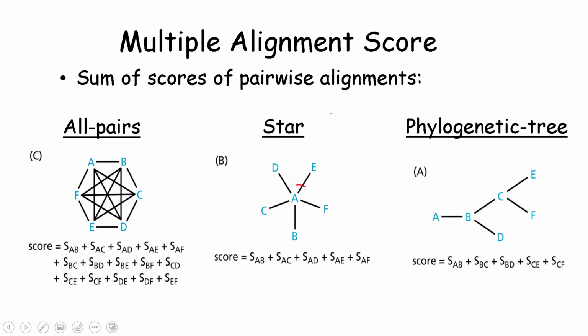In the star method, a central sequence is selected and the total score is calculated as the sum of the pairwise scores with that central sequence. In the phylogenetic tree method, a tree that represents the evolutionary history of the sequences is used. This approach better represents the evolutionary events that gave rise to the sequences. Even though phylogenetic tree is theoretically more accurate, the problem with the phylogenetic tree is that constructing an accurate tree is a challenging problem in itself.